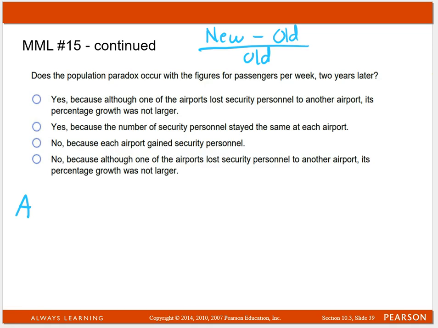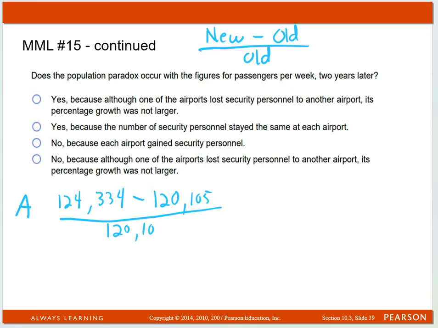So 2 years later, A's population was 124,334. Under the now column, it was at 120,105. And so you'll divide it by the 120,105. So I do all that math and I get 0.0352.